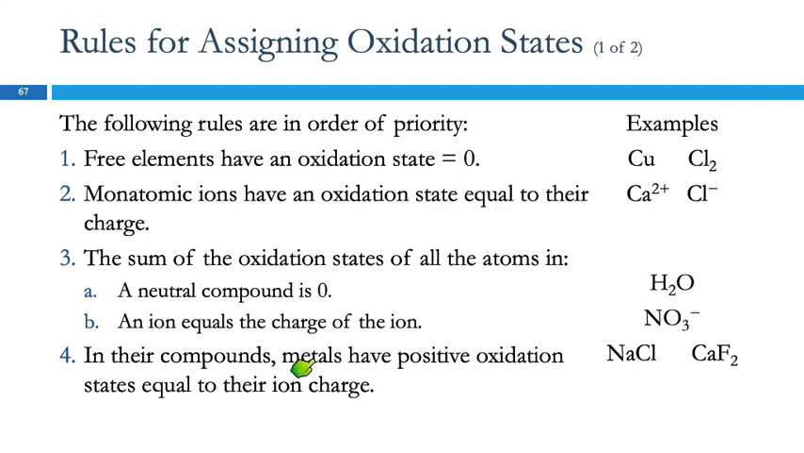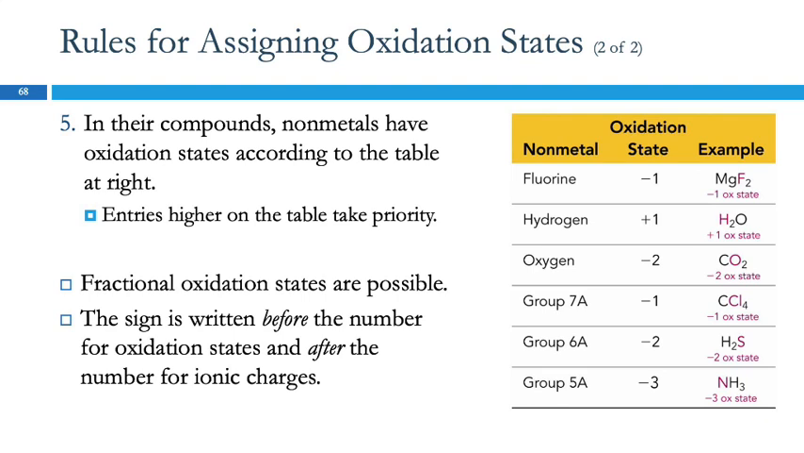In their compounds, metals have positive oxidation states equal to their ion charge. I'm not sure why we even really need to say that, because monatomic ions have an oxidation state equal to their charge. It's the same thing, right? So chlorine ion -1, here's sodium ion +1, right? So all of those are very similar to what the charges are.